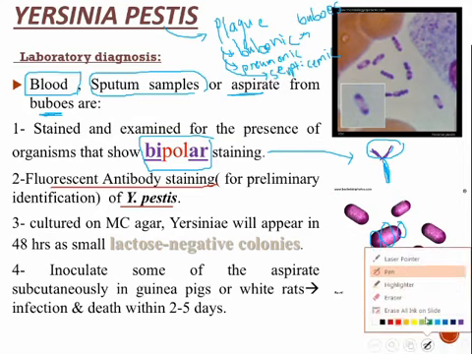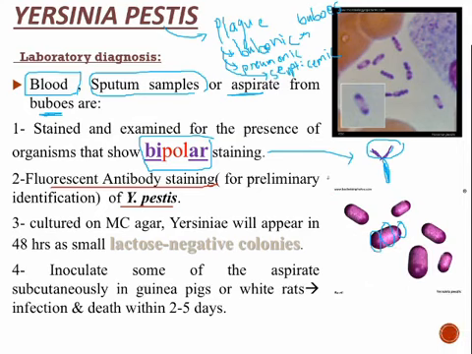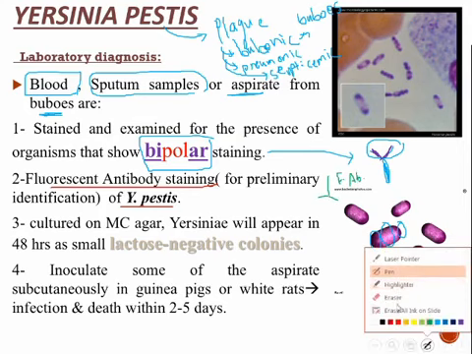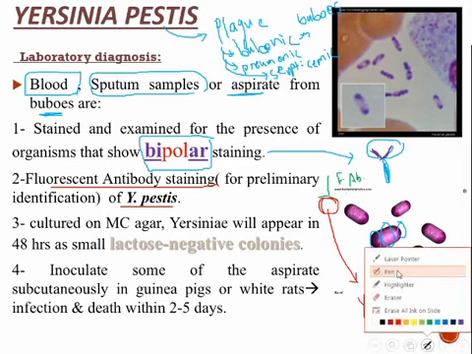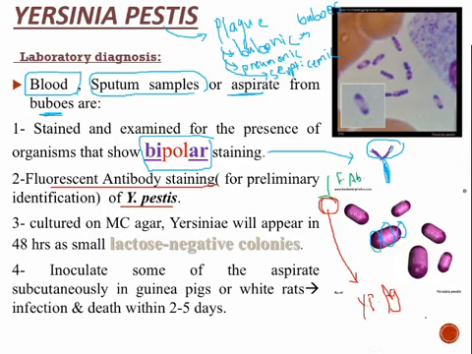Okay, so basically let's draw this. Now you have a fluorescent antibody, and you have the antigen. This is, for example, the antigen of Yersinia pestis. If the antigen is present, like in this case, the antibody will emit fluorescence.